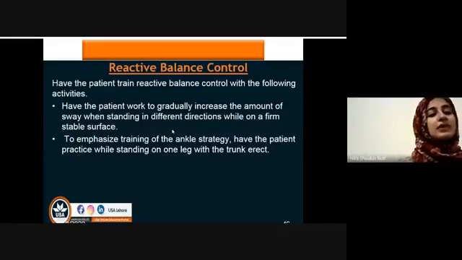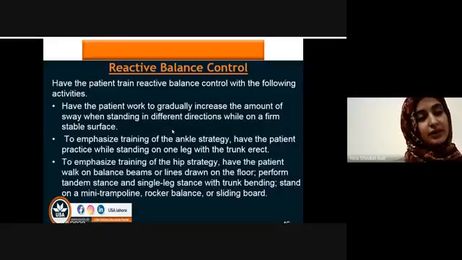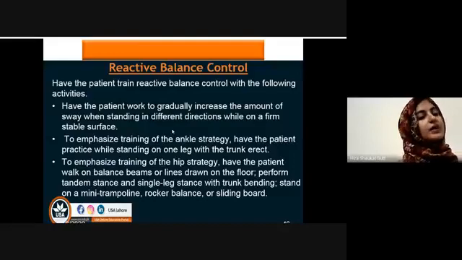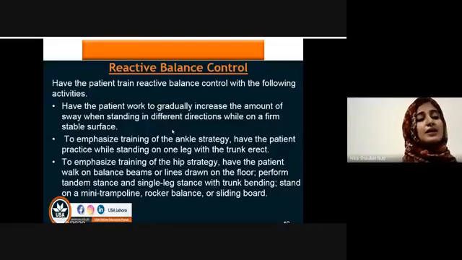To emphasize training the ankle strategy, the patient practices while standing on one leg. To emphasize training the hip strategy, have the patient walk on balance beams or lines drawn on the floor. You can ask them to perform tandem stands or single leg stands with trunk bending. You can ask them to stand on the mini trampoline, rocker balance board, or the sliding board as well. All right.